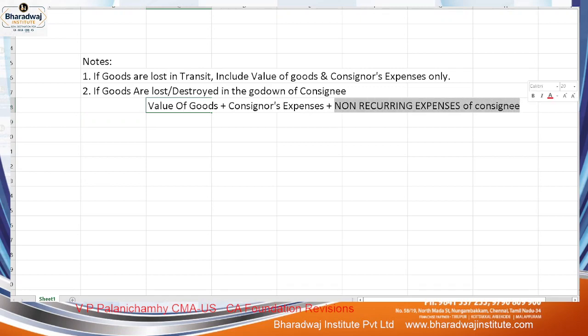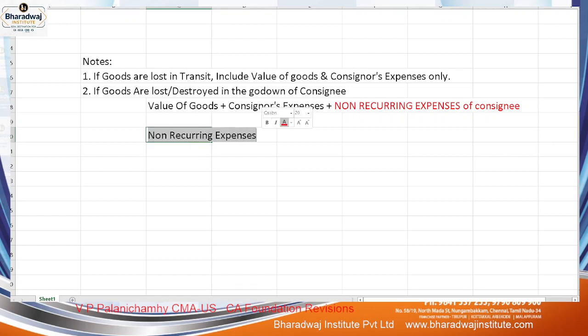What do you mean by non-recurring expenses? Simple. Anything spent before the goods reach the godown. Anything spent before the goods are reaching the godown. Expenses till the goods are arranged in the godown.